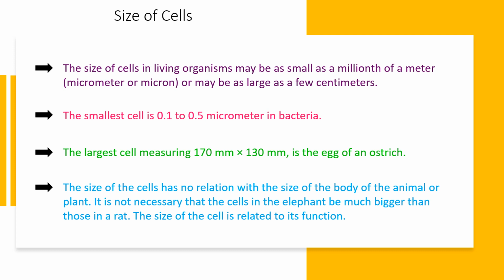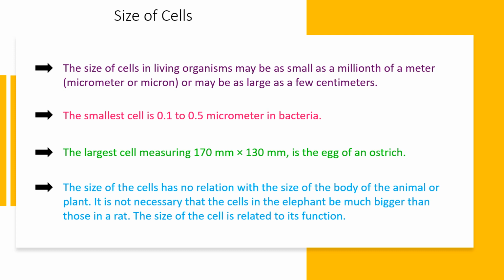The smallest cells are bacteria, which generally range in size from 0.1 to 0.5 micrometer. If we have the smallest, we also have the largest. The largest cell is the egg of an ostrich, which measures 170 millimeters by 130 millimeters. 170 millimeters is the diameter. However, nerve cells are believed to be the longest cells in the human body.